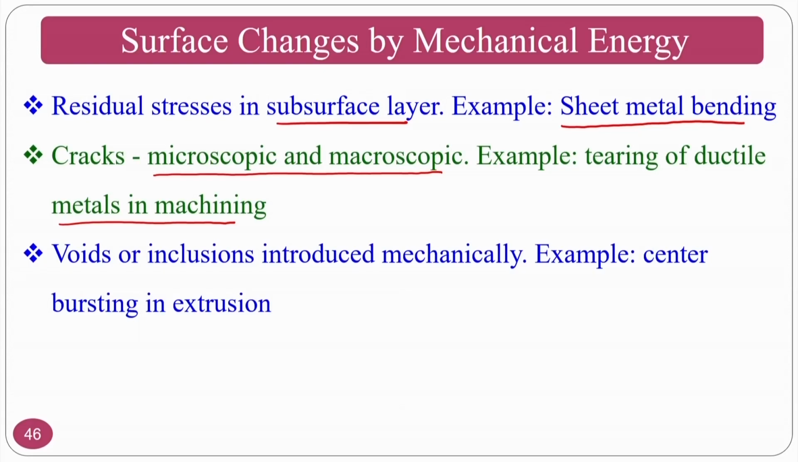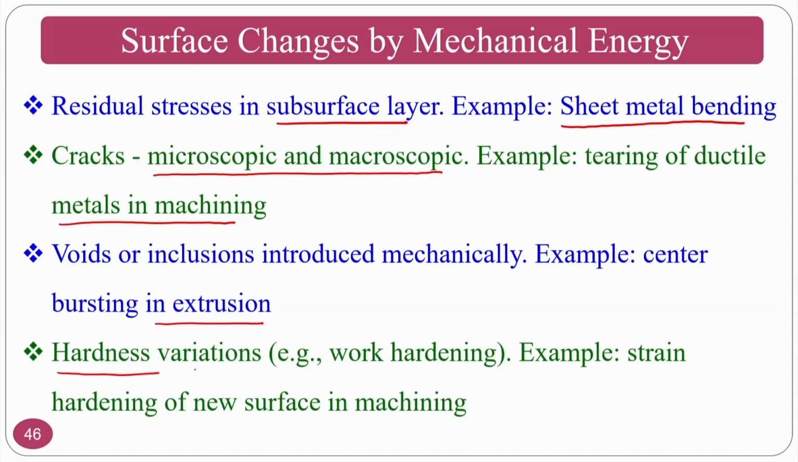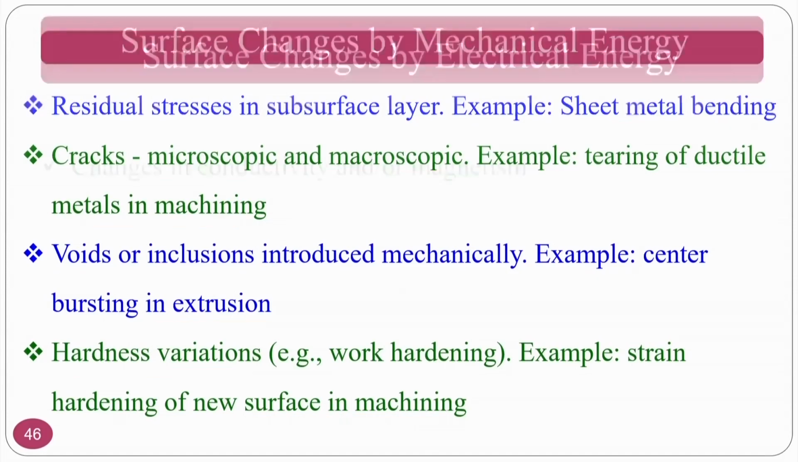Voids and inclusions introduced mechanically, an example is center bursting in extrusion. In extrusion, you just push the material and extrude it through a nozzle or through a vent that is available. So, you can have this type of thing, and it will generate its own surface with voids or inclusions and other things. Hardness variations are also created mechanically, and one of the processes is machining. Whenever you do the machining operation, surface hardening will take place on the surface.